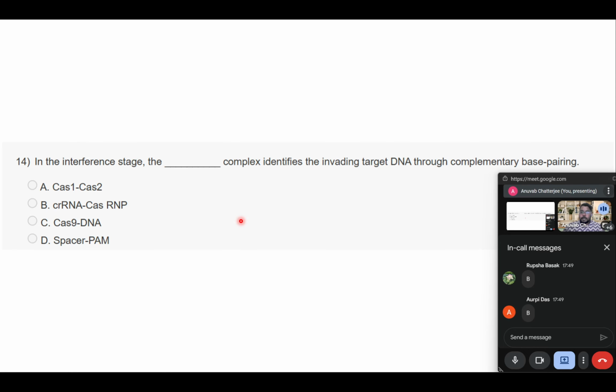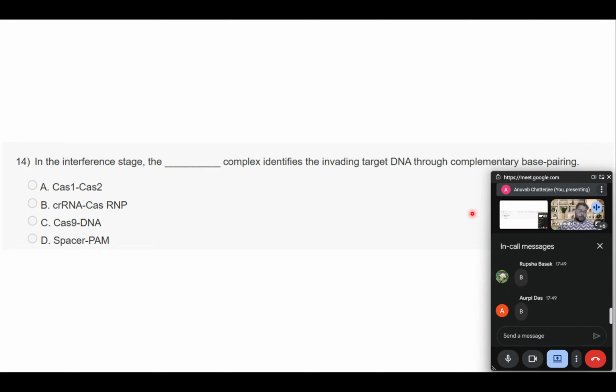So in the interference stage, the blank complex identifies the invading target DNA through complementary base pairing. The options are Cas1 and 2, CRISPR RNA Cas RNP, Cas9 and DNA, and spacer and Fab. So in adaptation, Cas1 and 2 play a role. In case of interference, which of the proteins play a role? You can put in what you think is the correct option in the chat.